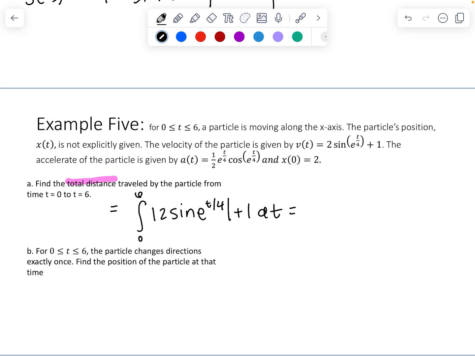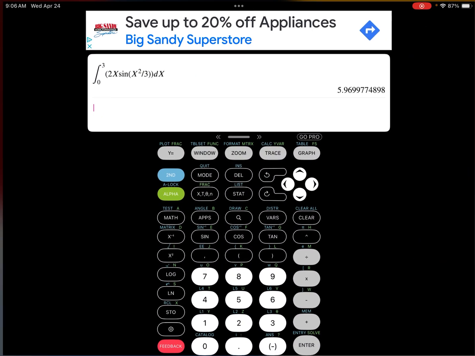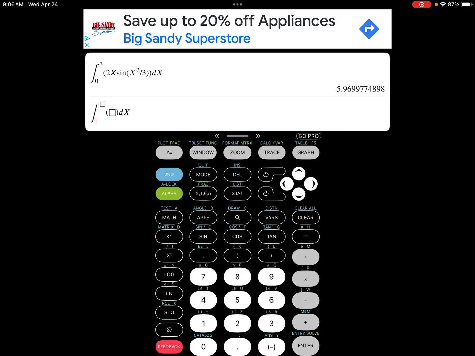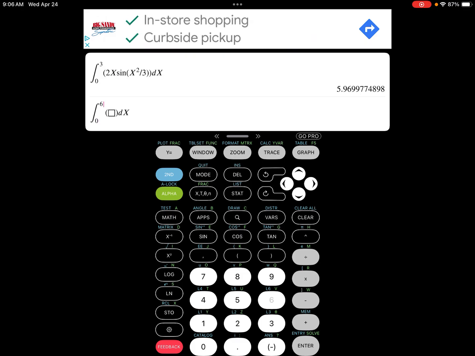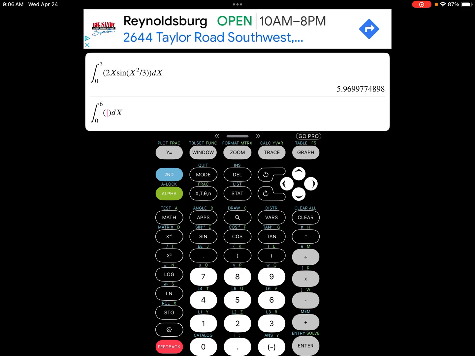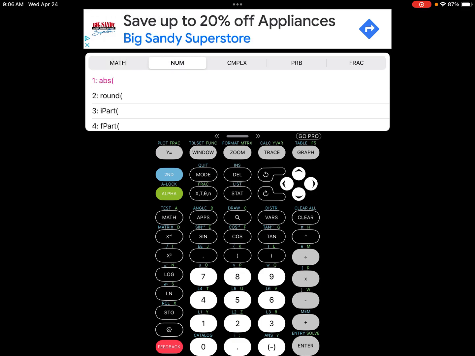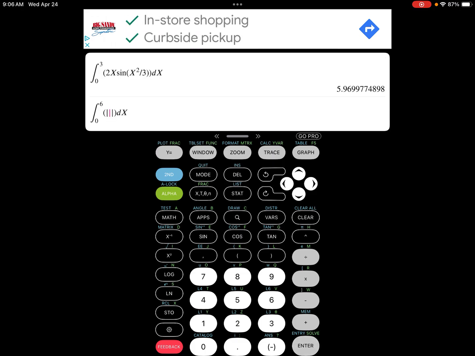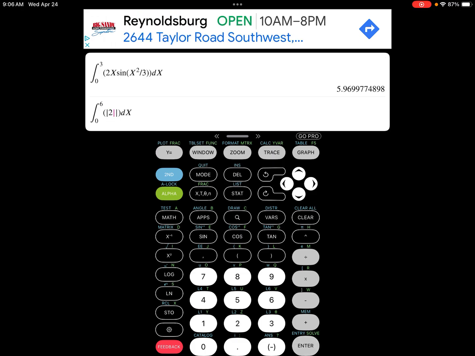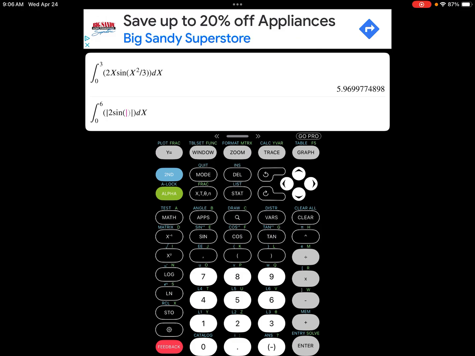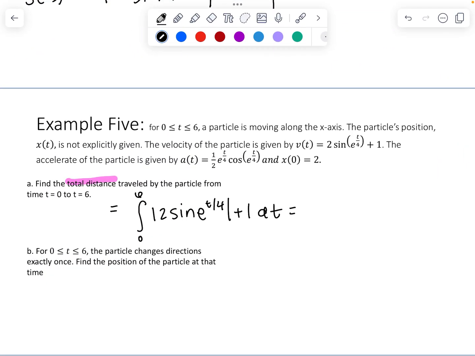But now I'm going to go to my calculator, because this is a calculator active problem, and I'm just going to plug it in. So my bounds are 0 to 6, and then this is the absolute value. If you want to get the absolute value, you go math, and then you scroll over to number, and it says abs right there. So you'll do 2 sine of e to the x divided by 4, and then this whole thing was plus 1. And so my answer is 12.57. So that's the total distance this particle traveled.